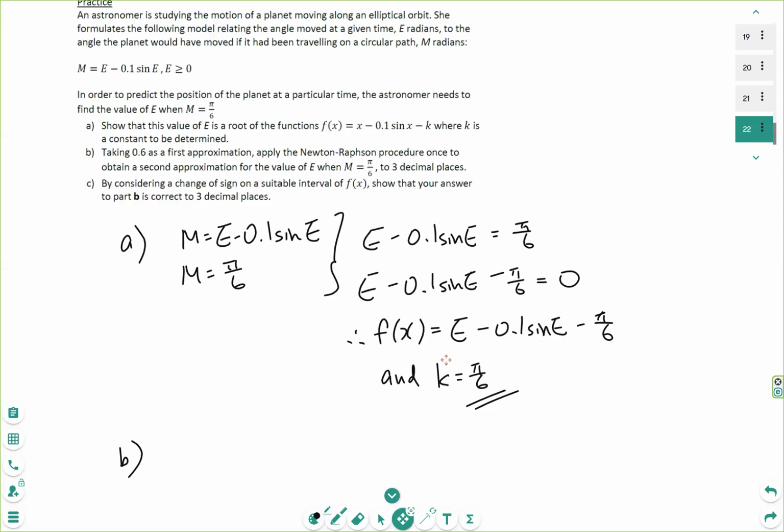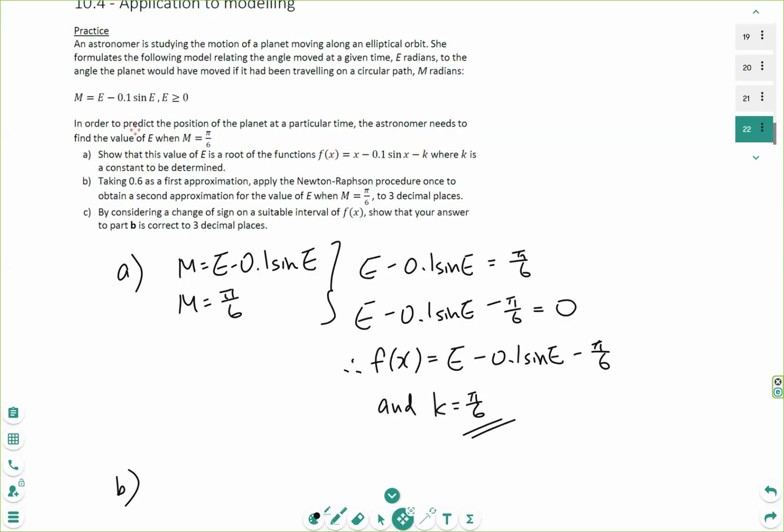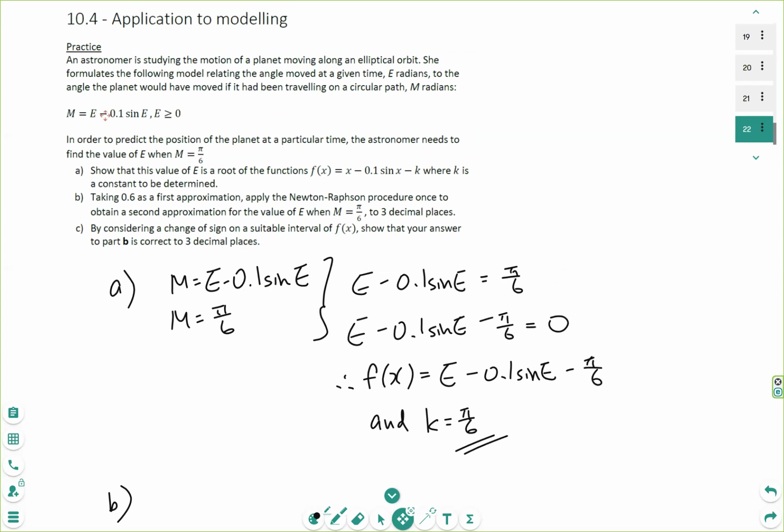Now, I know you might be struggling with part A. Essentially, in part A, they give you two equations: M equals E minus 0.1 sin E, and M equals pi over 6. I just make them equal and rearrange it to make it equal 0. Because if I look at part B, I need to use Newton-Raphson, and I know one side has to equal 0 to make it into f of x.